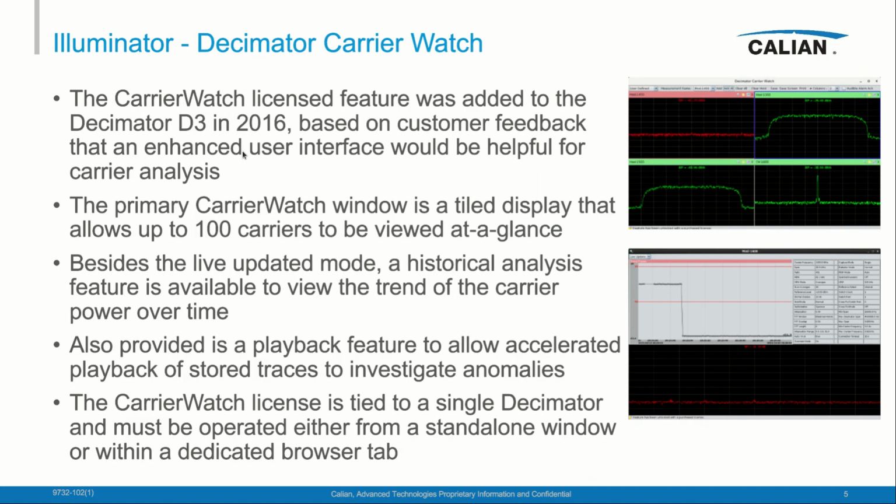Then on the D3, the Carrier Watch license feature was added back in 2016 based on customer feedback that an enhanced user interface would be helpful. And you can see that on the right where you have the dashboard tile. The primary Carrier Watch window is a tile display that allows up to 100 carriers to be viewed at a glance. Besides that live update mode, a historical analysis feature is available to view the trend of the carrier power over time. So you can see that on the right.